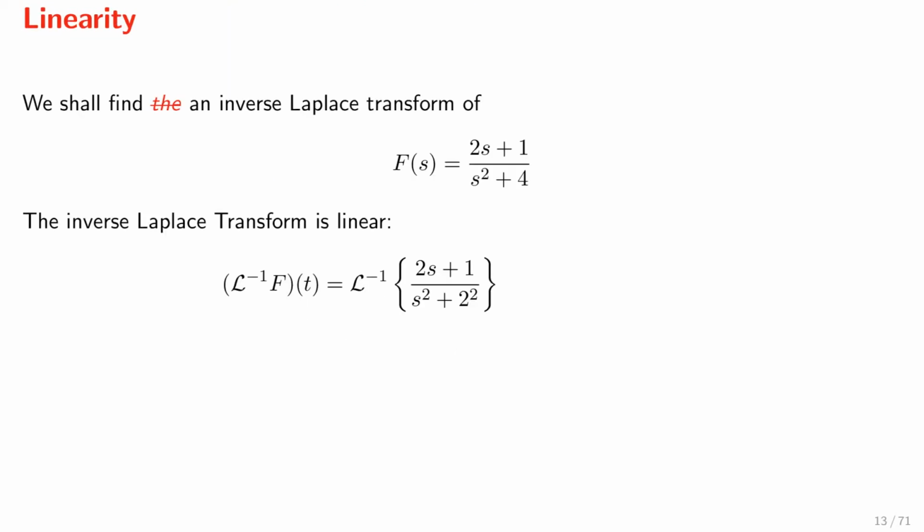In this example, we have F of s equal to 2s plus 1 over s squared plus 4. Were it not for the plus 1 in the numerator, this would look like the Laplace transform of a cosine. And were it not for 2s, F would look like the Laplace transform of a sine function. What we can do here is split the fraction into a sum of two simpler fractions. The good news is that the inverse Laplace transform inherits the linearity property from the Laplace transform. It is a linear transform.